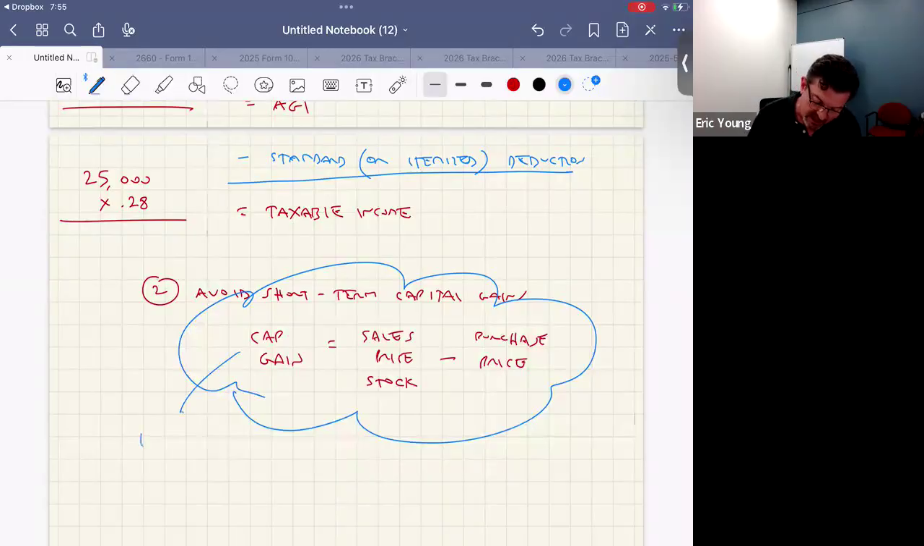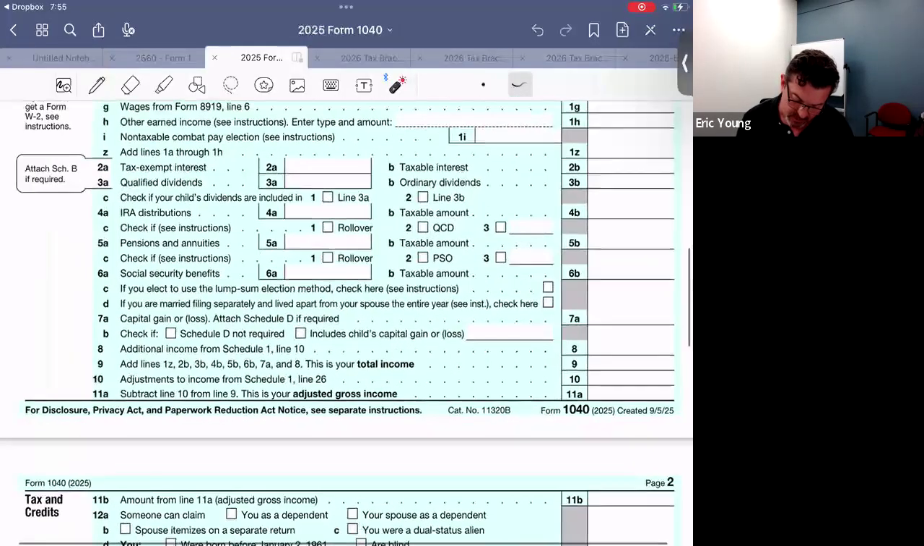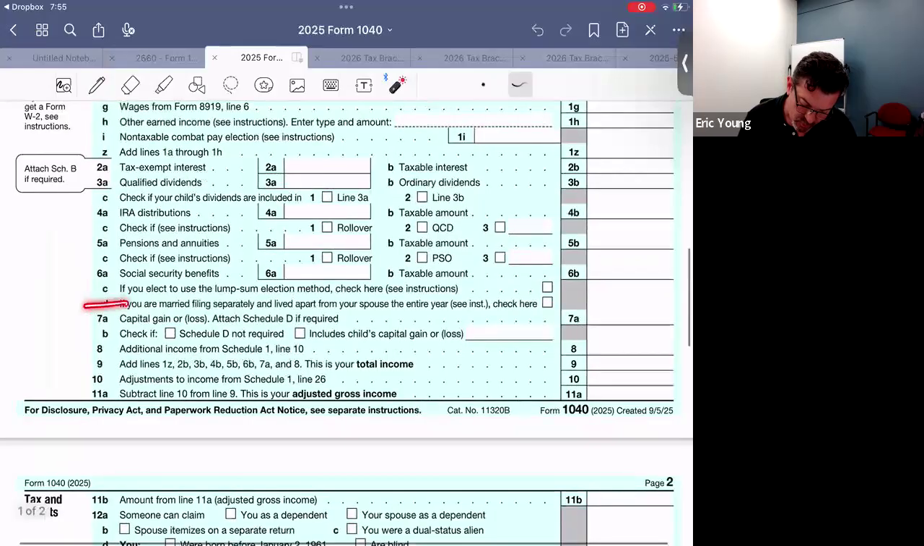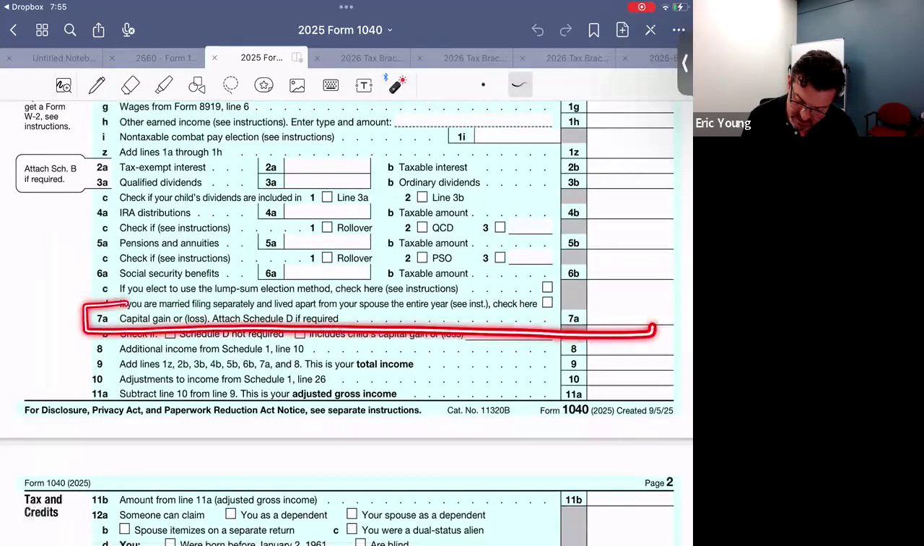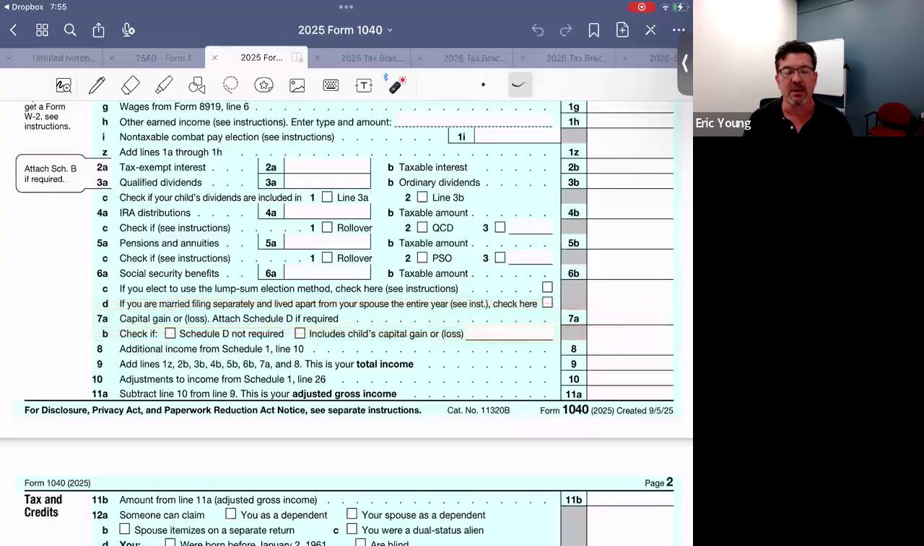Critically, capital gains are income. And as income, you know where this is going. It's going to be taxed. Specifically, look right here at line 7. There it is. Capital gain. Any capital gains that you make, you're going to put in there and it's income and you're going to be taxed on it.